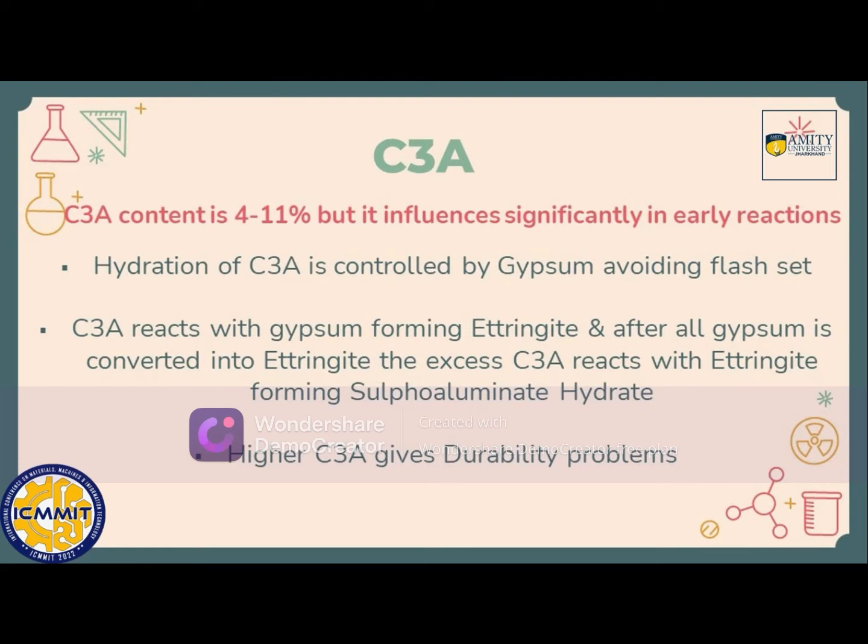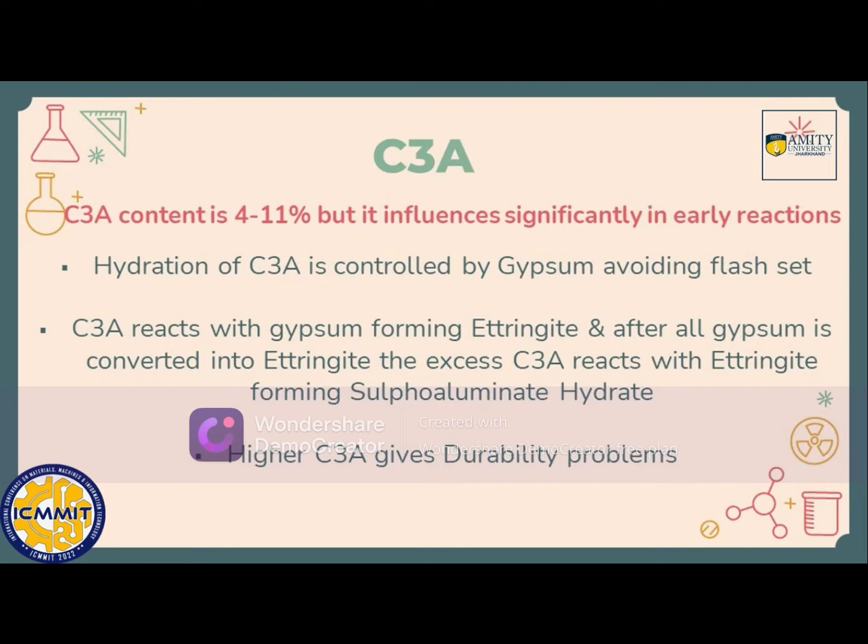So we have gypsum here. Gypsum contains sulfate ions. The C3A reacts with gypsum to form ettringite, another crystal, and after all the gypsum is converted to ettringite, excess C3A reacts with that ettringite, forming monosulfoaluminate hydrate. This is also a crystal. But higher C3A gives durability problems. So much crystal formation can tear apart the concrete also. So C3A content should be minimized.